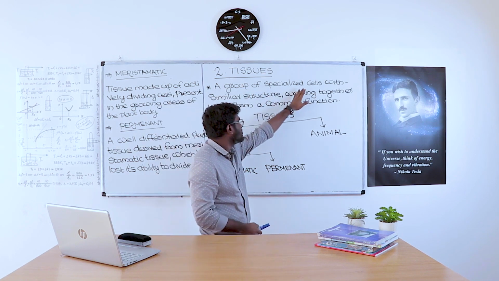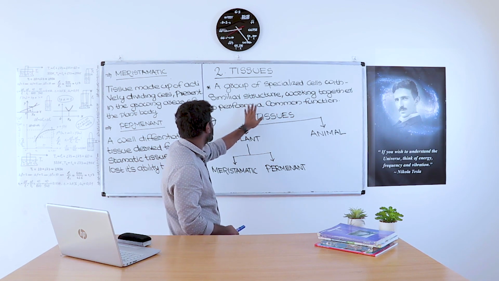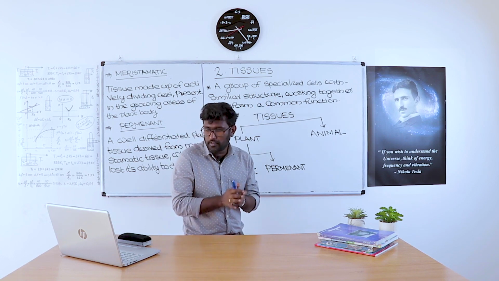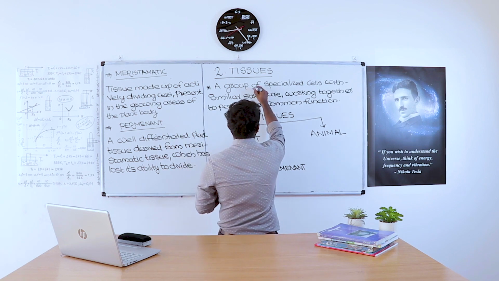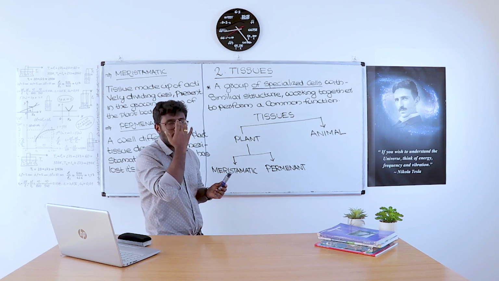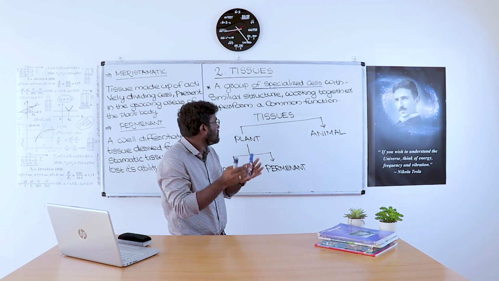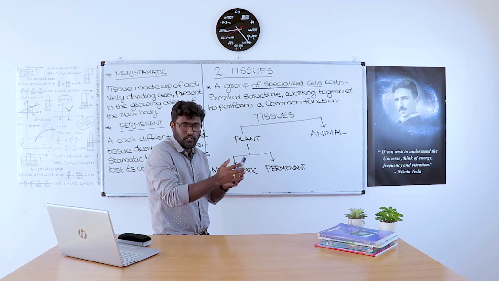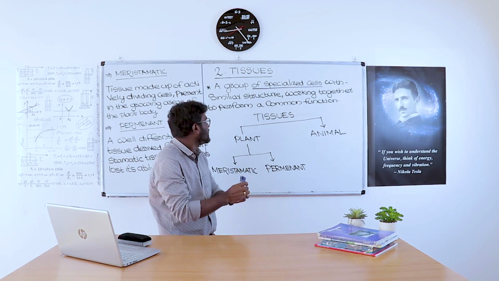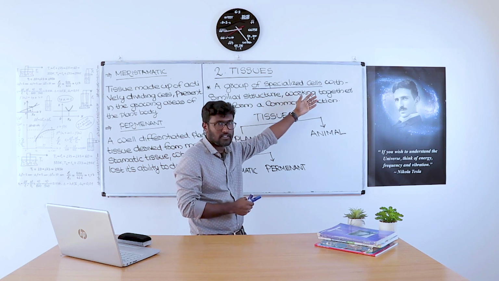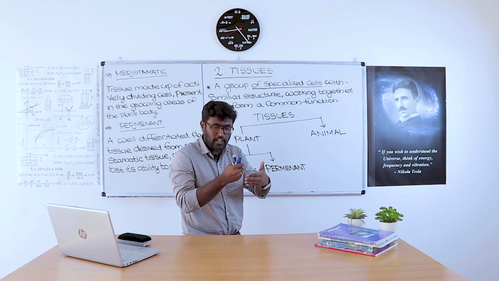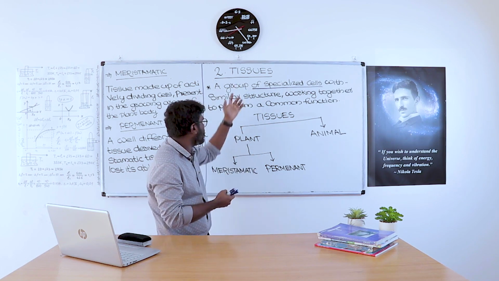A group of specialized cells with a similar structure working together to perform a common function. The structure is similar, and they work together to perform a common function. That is simply called tissue.